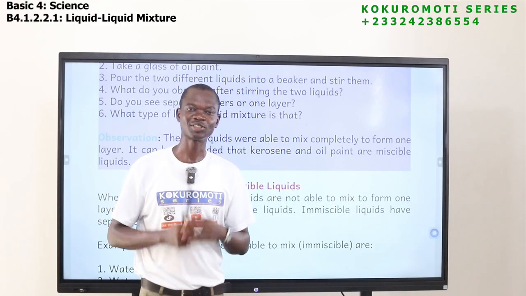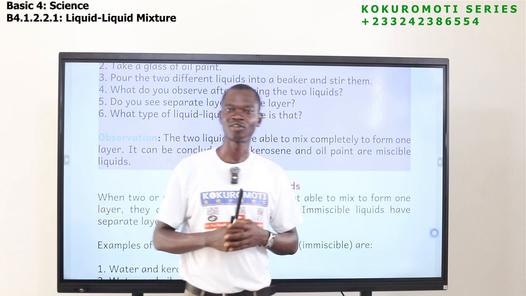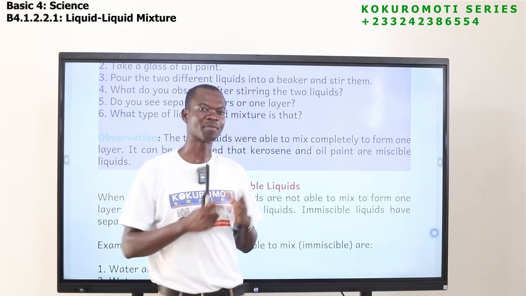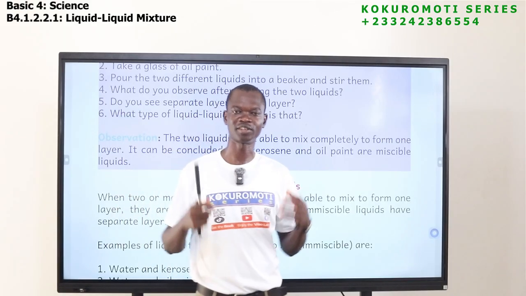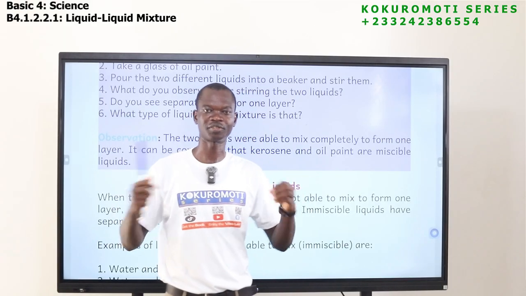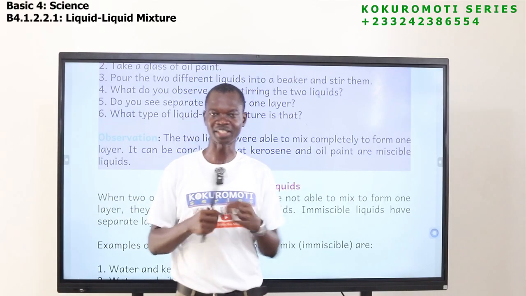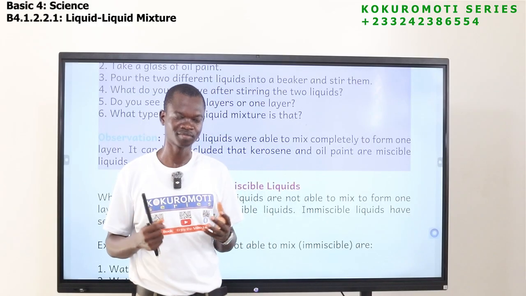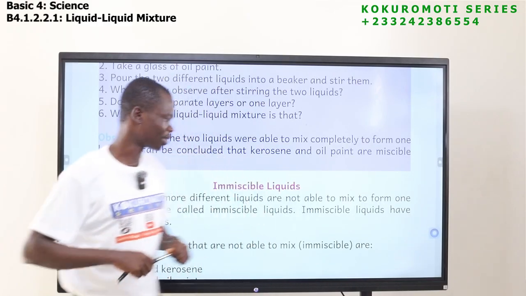What liquid mixture do you form in the house that is miscible? When you are preparing your food, do you pour 2 liquids together and you still see that the 2 liquids that you have mixed have formed one color, one layer? Do you have an example to give? Share it with us in the comment section.